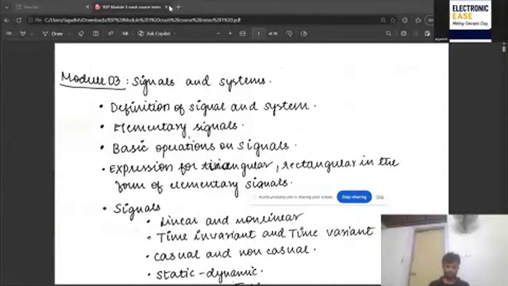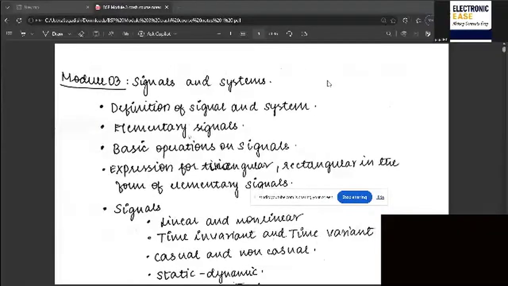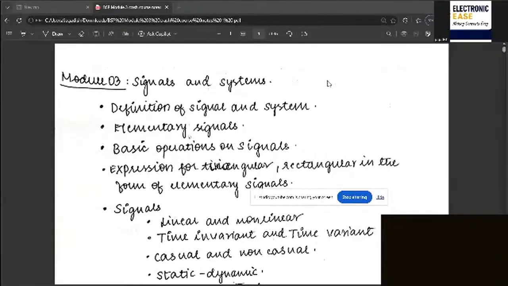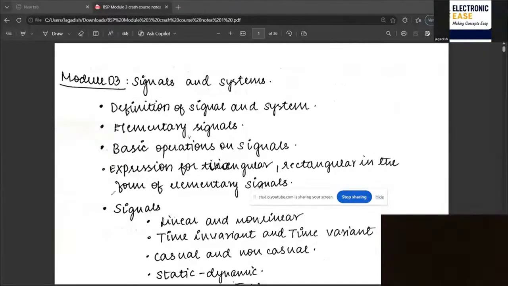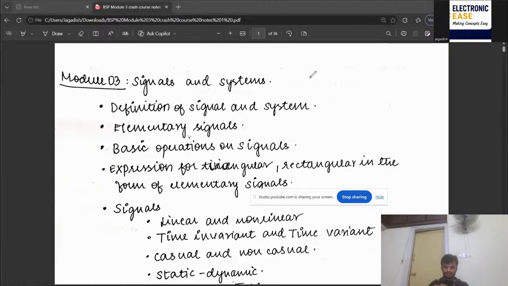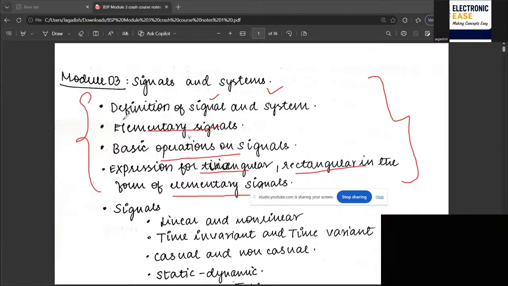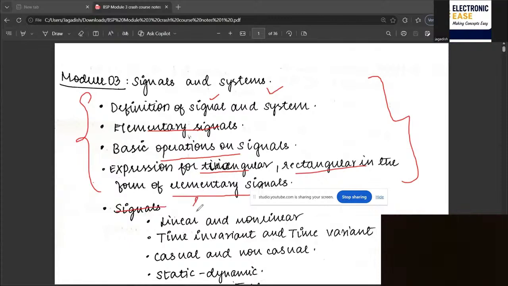Good evening, students. So we will be starting with module 3, that is signals and systems. What are the topics in module 3? It is the definition of signal and system, elementary signals, basic operations on signals, and expressions for triangular and rectangular signals in the form of elementary signals. These 4 topics we have to discuss in the first half of the module. After that, we will be going on with systems.